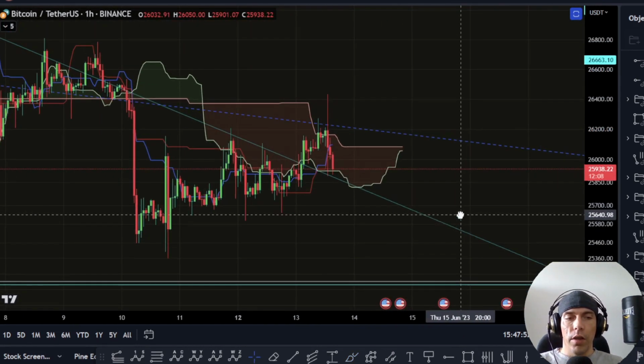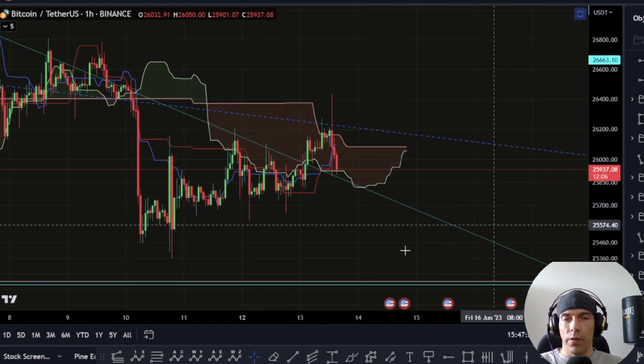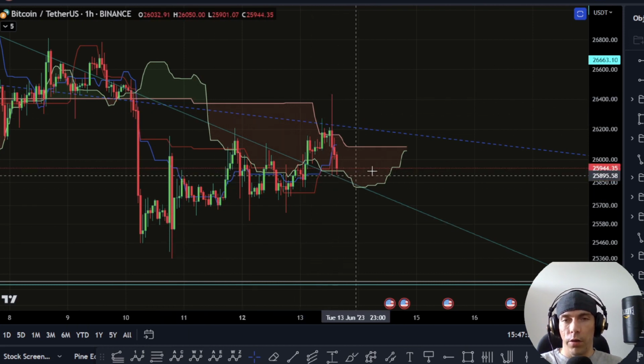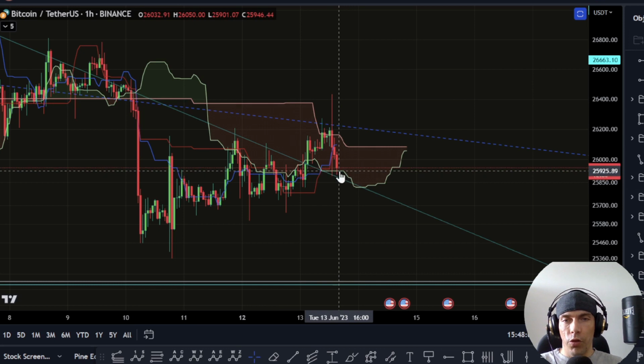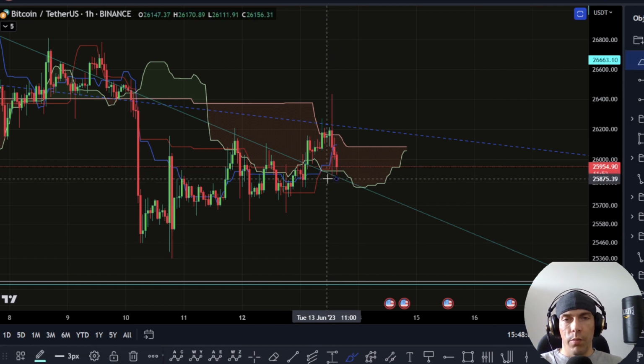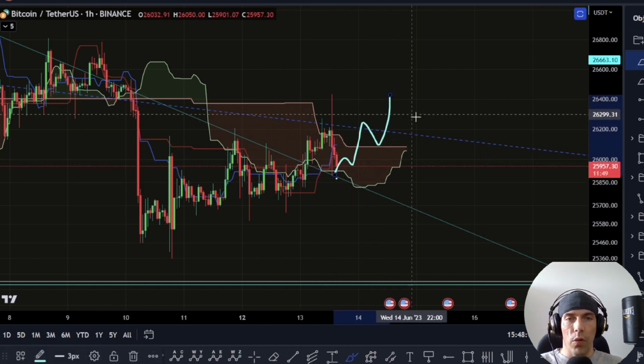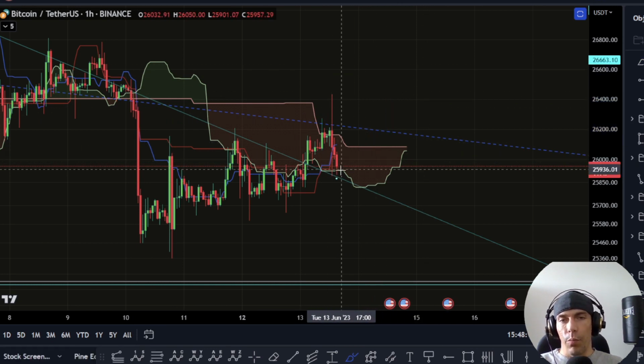Having a look at the hourly Ichimoku cloud here, what we can see is that we've actually come through this. We got a rejection and we look to break back down. We are currently finding support here, however, on this bottom of the cloud towards this 25,919. What I want to see here is if price actually manages to hold this support zone, what we could actually see is price starting to move away from this and looking to actually get back above this cloud.